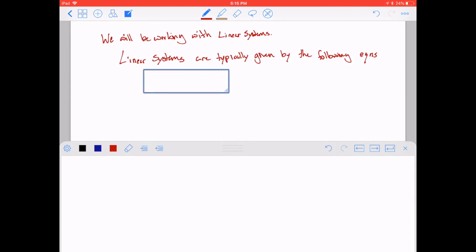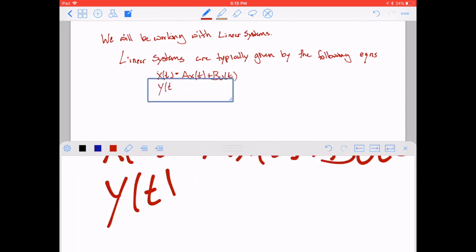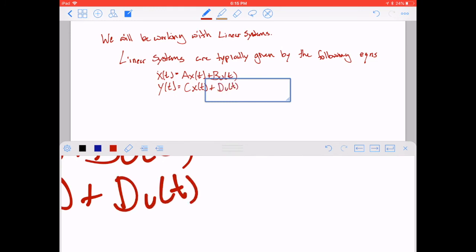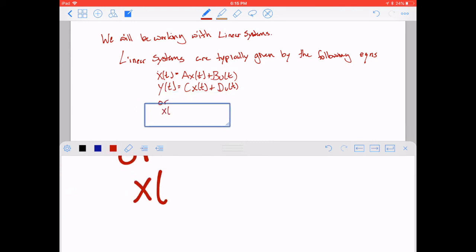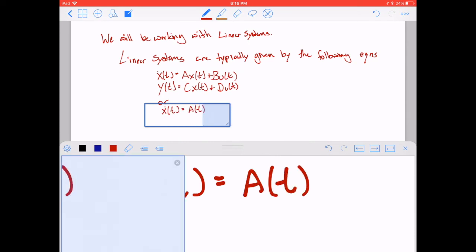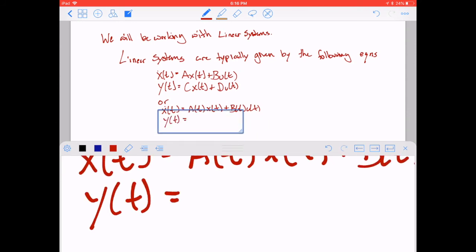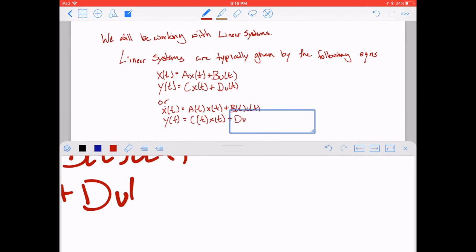Make this bigger. There we go. All right, so we get the first one, say x dot of t is equal to A x of t plus B u of t. This should all look familiar to you, right? And the next one, y of t is equal to C x of t plus D u of t, okay? Or we can consider the same thing, x dot of t, but the matrices A and B are functions of time, okay? Likewise, the matrices C and D are functions of time, okay?